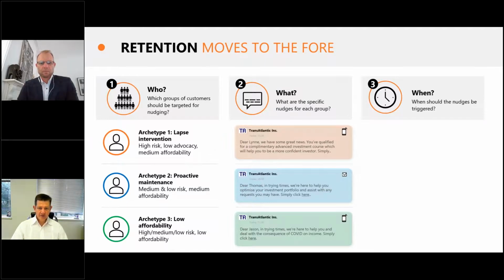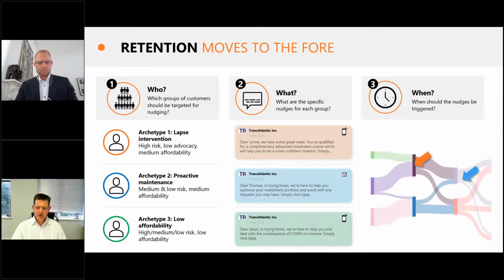Really what we position there is some highly personalized communications related to a value-added investment course. With regards to the customers that were medium and low risk, there was really about pointing out the value that was inherent in the investment and making sure that they were optimizing the investment choices within their portfolio. And then with regards to the low affordability, it's really looking at their points of concern, and very topical at the moment is obviously COVID, and levels of income protection are necessary to take those customers forward.